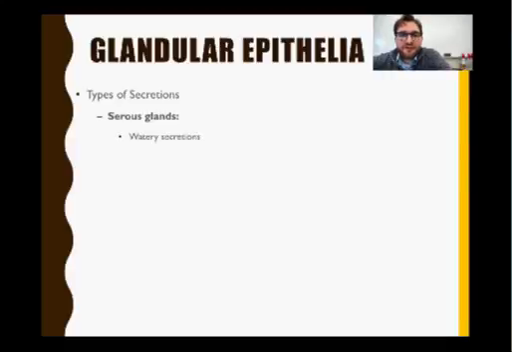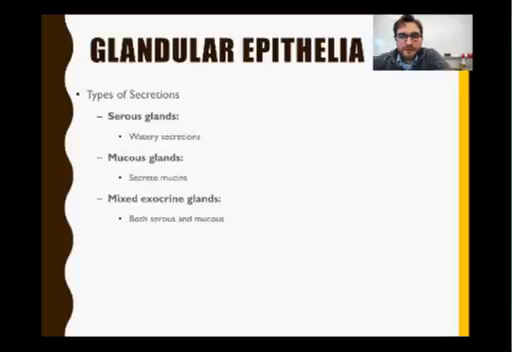There are a couple of different types of secretions that epithelial cells will have. The first one is serous glands. These are watery secretions. The second is mucosous glands. These secrete mucins. And then we have mixed exocrine glands that will release both.